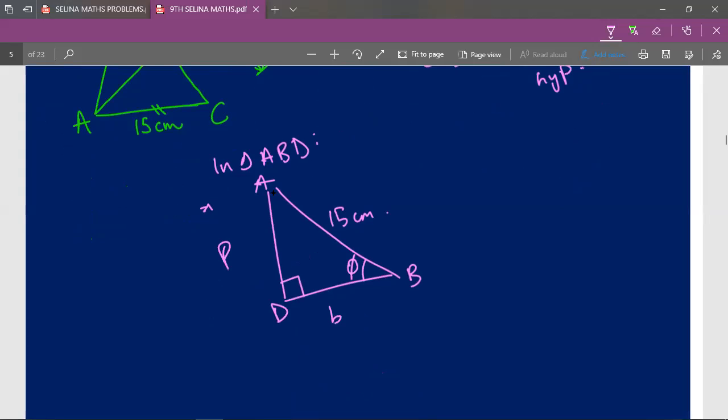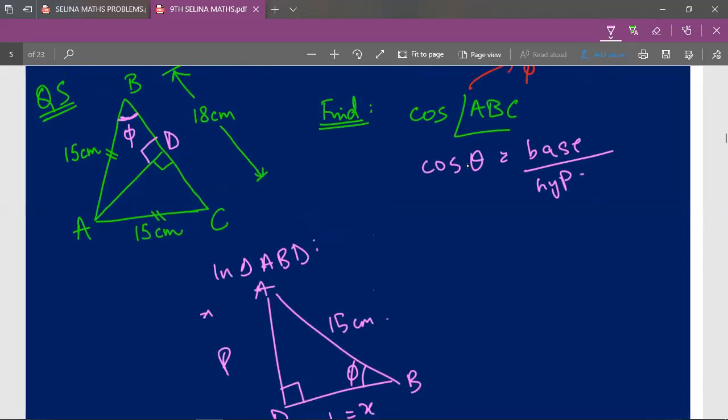Now the same logic applies to this question also. We have to find our perpendicular. In the earlier question, we had to find our base, but in this question, we have to find our perpendicular. So all we have to do is assume our base as X. BD is our base, so this will be X. And this is the whole hypotenuse. Only the side BC is given to us, that is 18 centimeters.